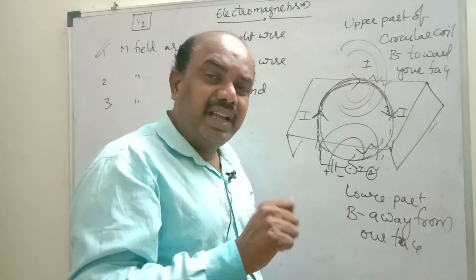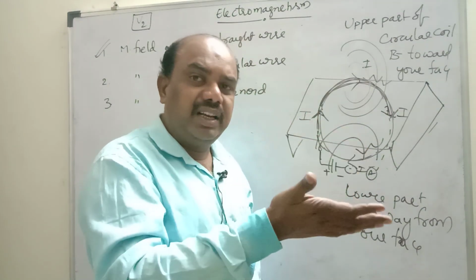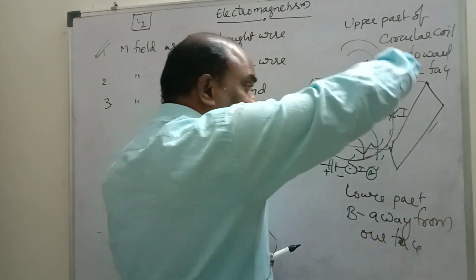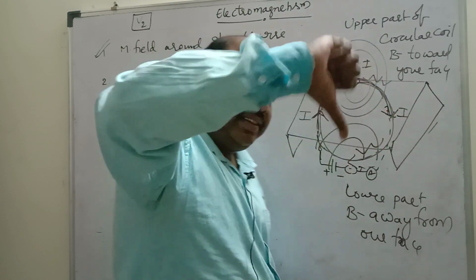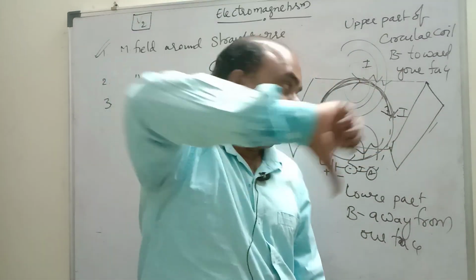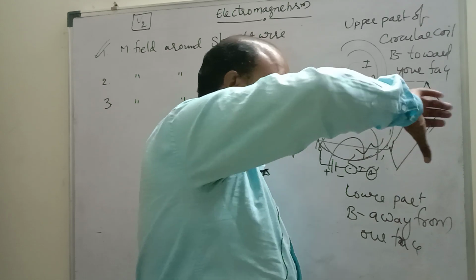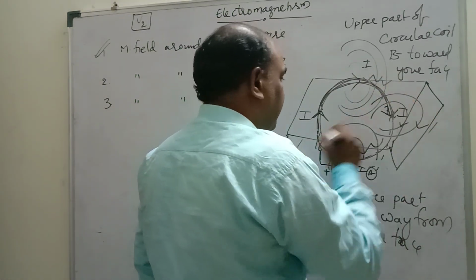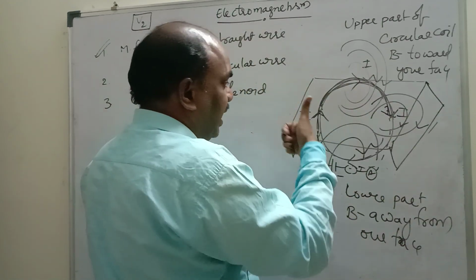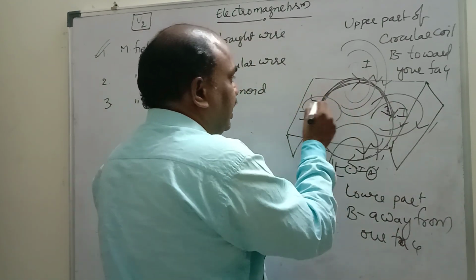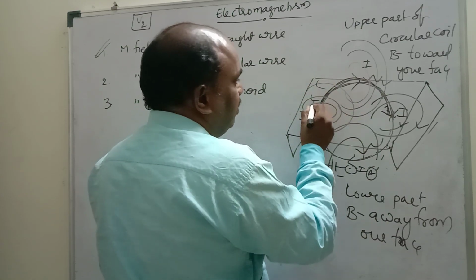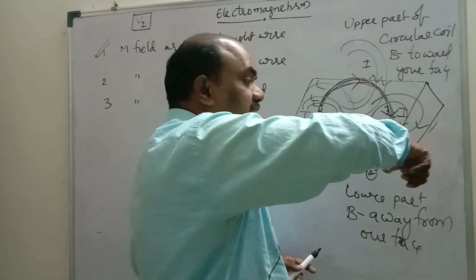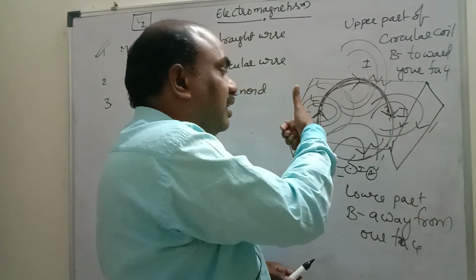Sir, why are you always taking current in the anti-clockwise direction? Why not clockwise? That we will see later. On the right side, current is downwards, so the magnetic field is in this direction. Here current is up, so the magnetic field is anti-clockwise, like this. These two are equal and opposite. On one side the magnetic field is clockwise, on the other side it is anti-clockwise.